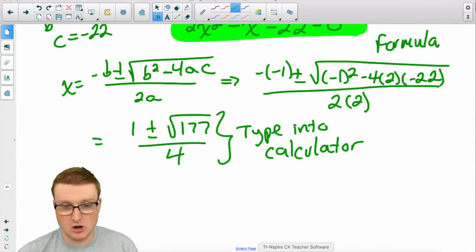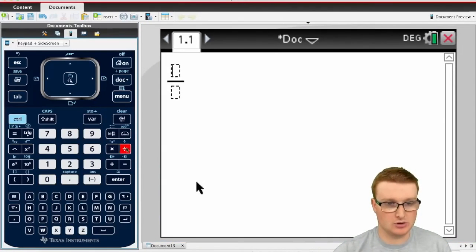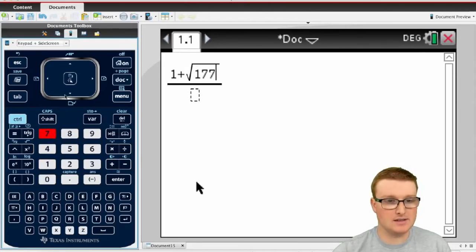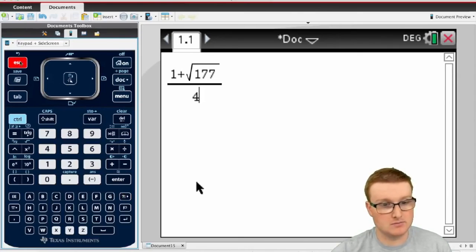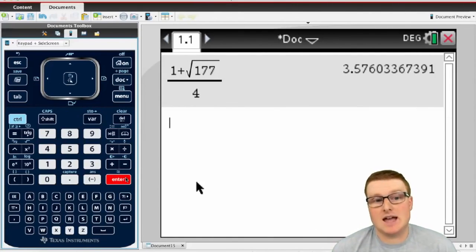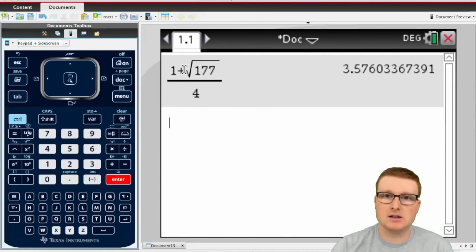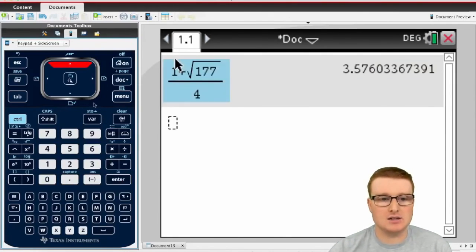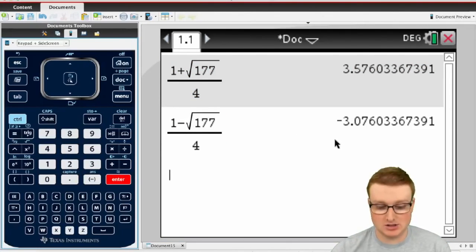Okay, so if you type that in, here's what we get. Control division, 1 plus the square root of 177 over 4. We get that answer. Now, the problem is, ladies and gentlemen, that there are 2 answers. It's plus minus. So you need to put a plus first, then you need to go up and copy it again, and you need to put in a minus sign. So there are 2 answers.